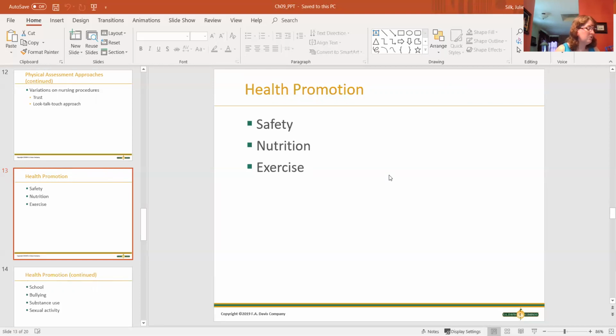Exercise, kids should be exercising for at least an hour a day. Encourage normal school age activities such as ball, jumping rope, bike riding, skating, and using playground equipment. Encouraging participation in school exercise programs and available sports.